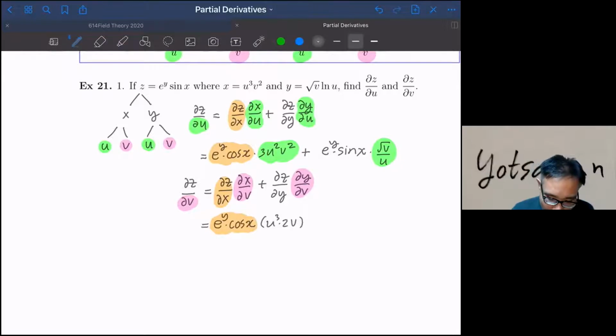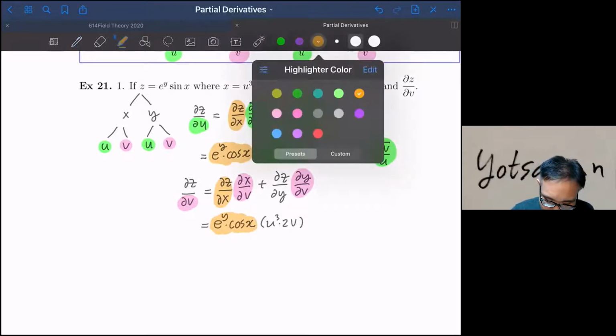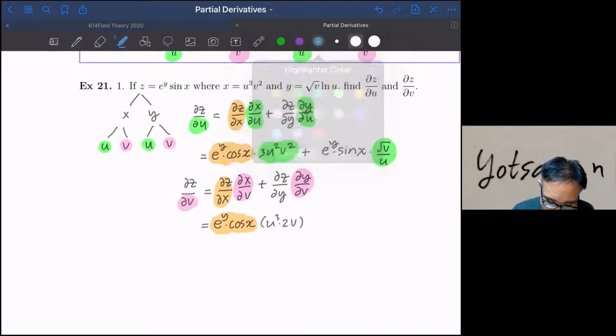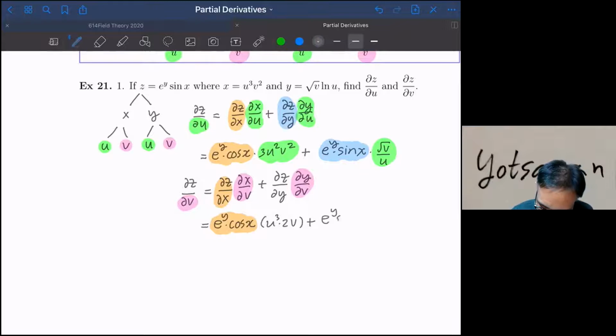And you also see that, do we have dz dy? Of course we do. So dz dy turns out to be e to the y sine x. So for this one, it's going to be just e to the y sine x, and this guy is the blue one.